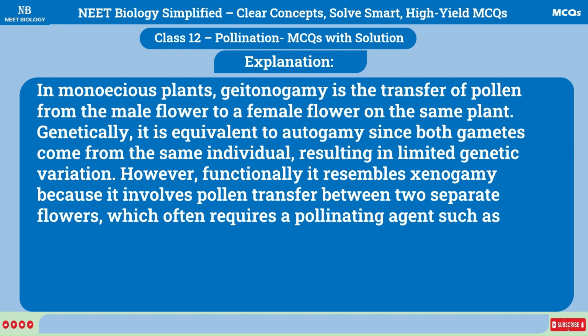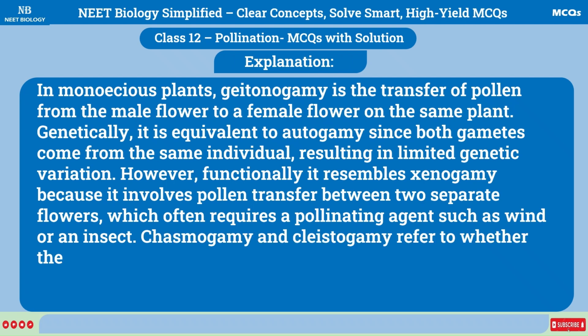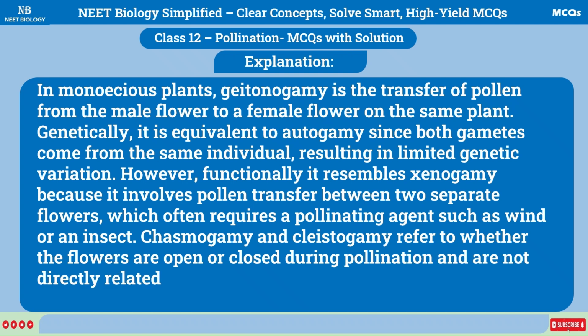agent such as wind or an insect. Chasmogamy and cleistogamy refer to whether the flowers are open or closed during pollination and are not directly related to whether pollination mimics cross or self-pollination.